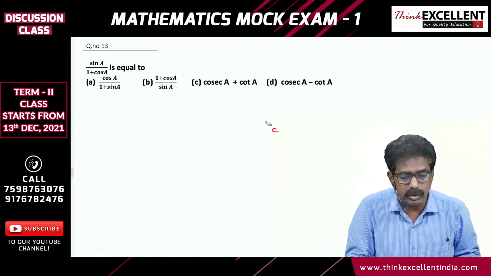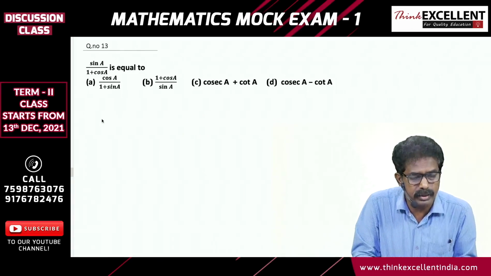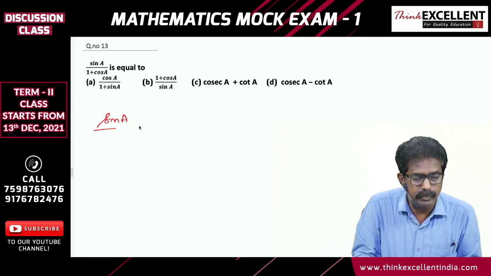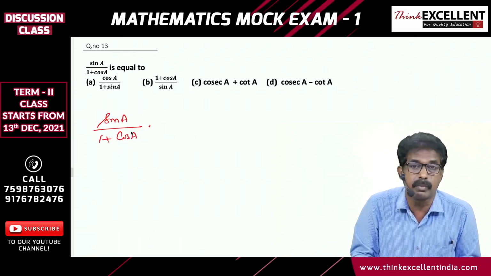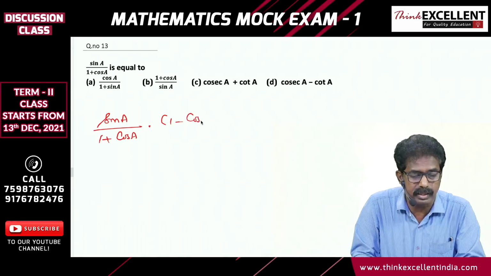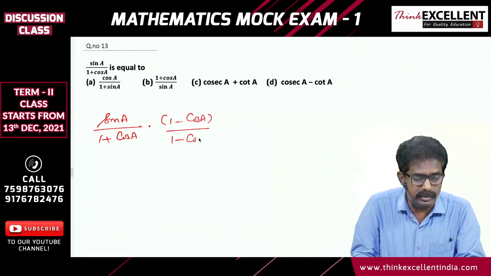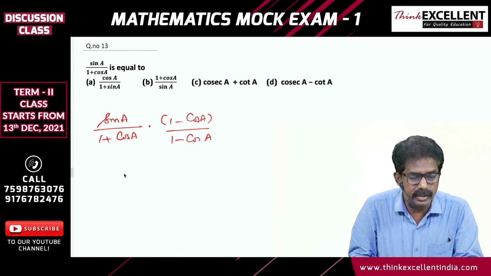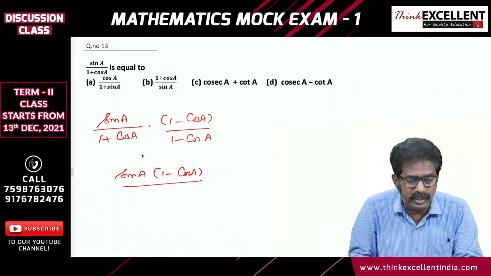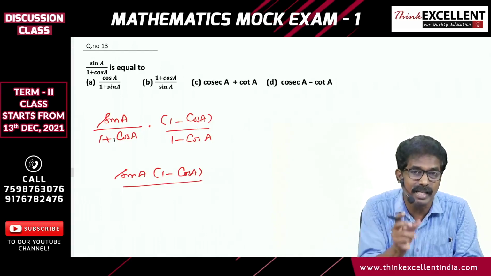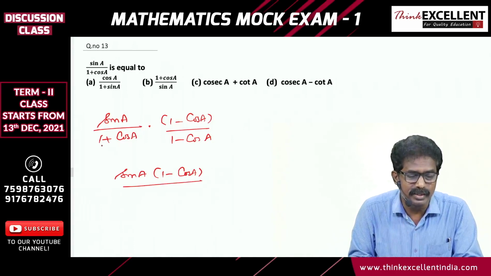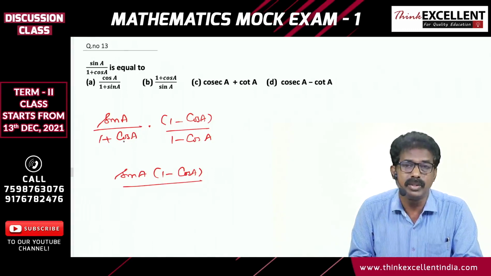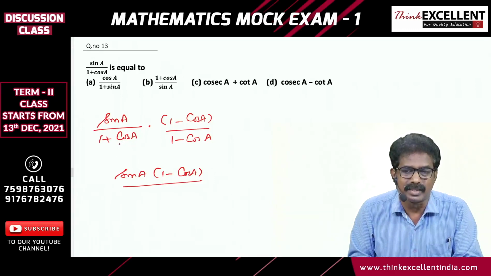So you multiply numerator and denominator by the conjugate. So sin A by 1 plus cos A, this is what we have. So you multiply by the conjugate, 1 plus cos A, change the sign, 1 minus cos A by 1 minus cos A. So numerator is sin A into 1 minus cos A. You can simplify the denominator, right? What do you get? This is of the type A plus B into A minus B. What is your answer? Sine square A. Very good.